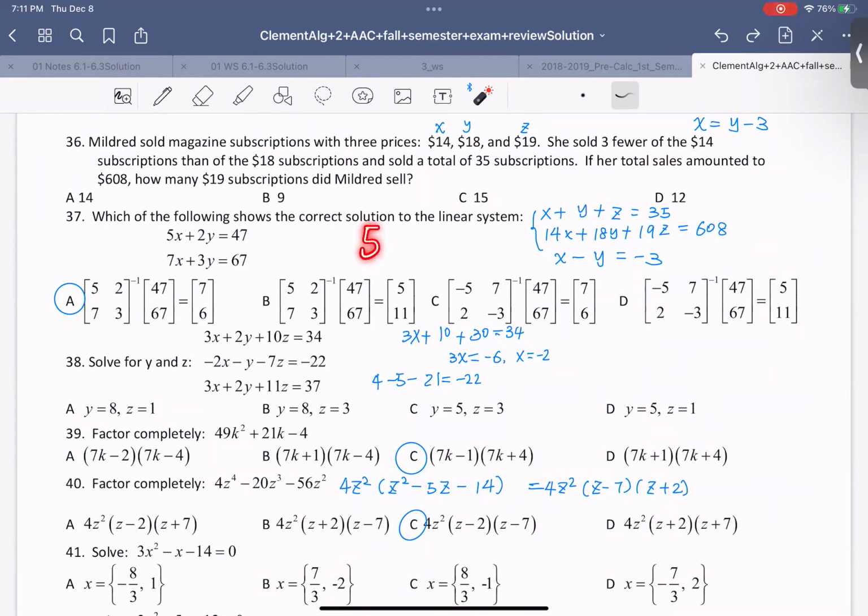For example, they give you a 5 by 5 matrix. It's not going to be possible to solve by hand. You want to solve it by coding or by computer. So the matrix here, you can rewrite this 2 by 2, it's easy. 5, 2, 7, 3, this matrix times x, y equals 47, 67.